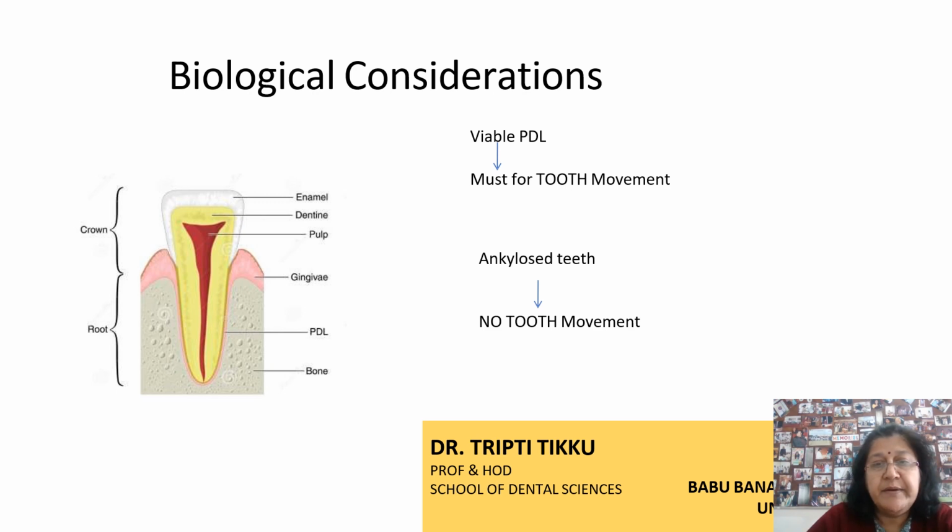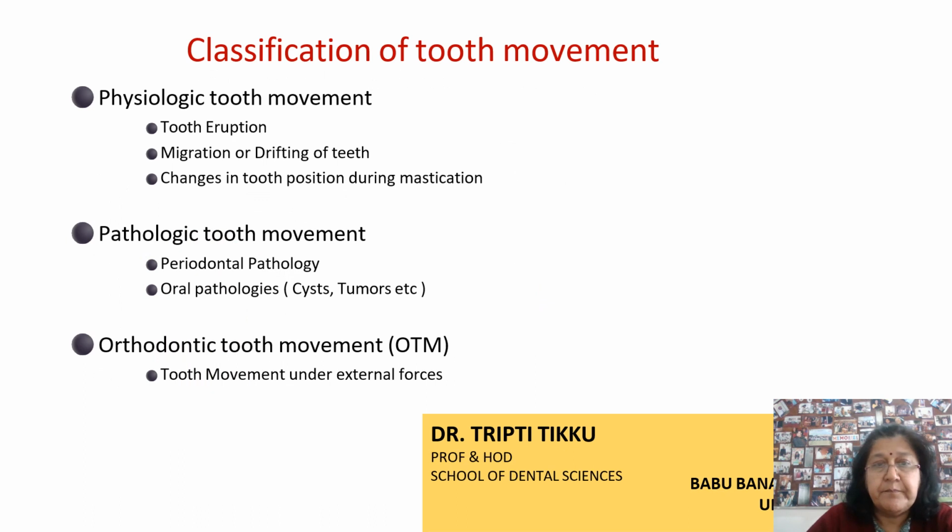So a viable PDL is a must for tooth movement, whereas in ankylosed teeth, no tooth movement can occur. Now coming to the classification of tooth movement: physiologic tooth movement, pathologic tooth movement, and orthodontic tooth movement. These are the three types of tooth movement which can take place.